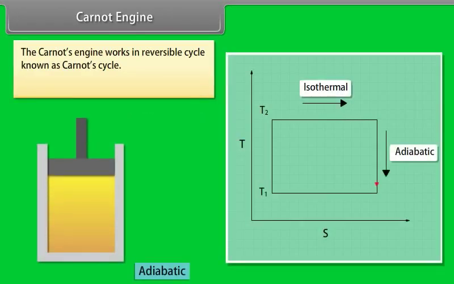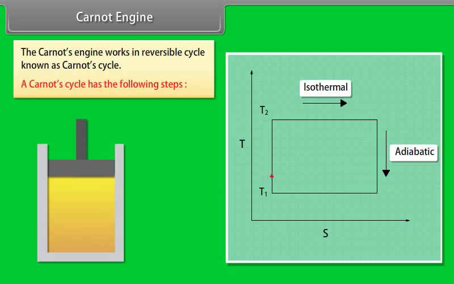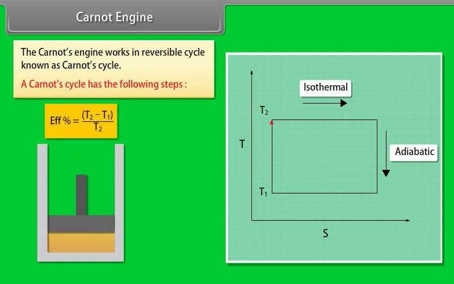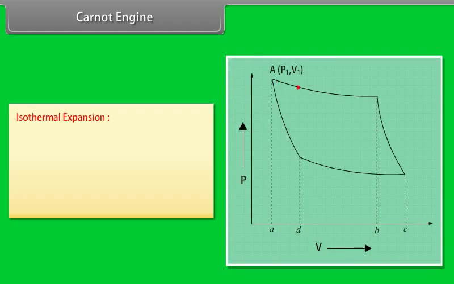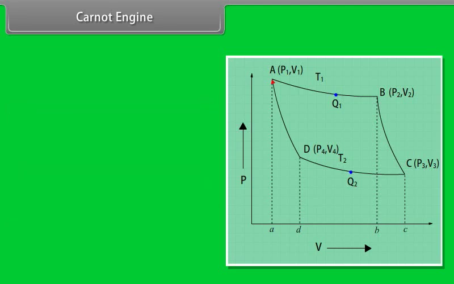Carnot engine. The Carnot engine works in a reversible cycle known as the Carnot cycle. A Carnot cycle has the following steps. Isothermal expansion. The cylinder is placed in thermal contact with the source and weights over the piston are gradually reduced. The gas expands isothermally at a constant temperature T1 and its volume increases from V1 to V2. The amount of heat absorbed during this expansion is Q1.